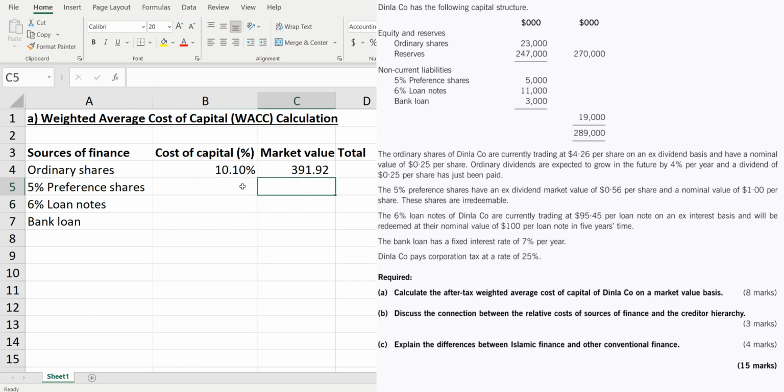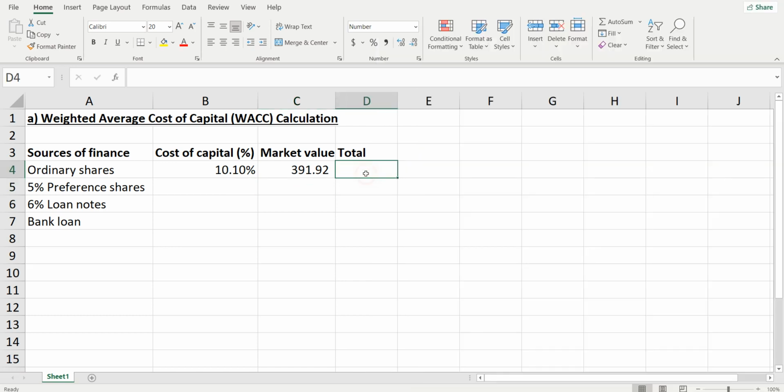Okay, so let's calculate the total, which is market value multiplied by cost of capital. This is the total. We can just drag, because we have to calculate the rest, and it will automatically show here, so it will save time.